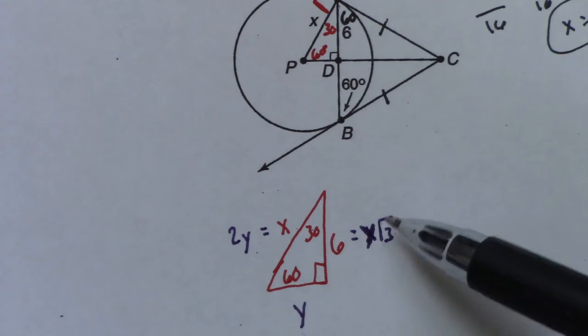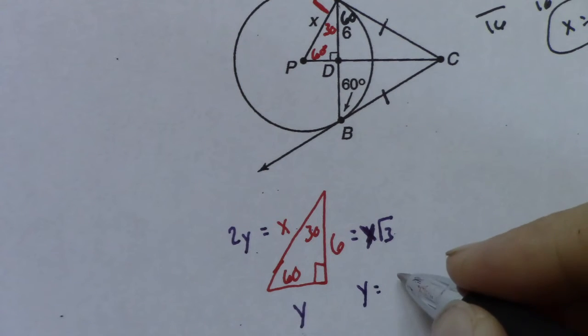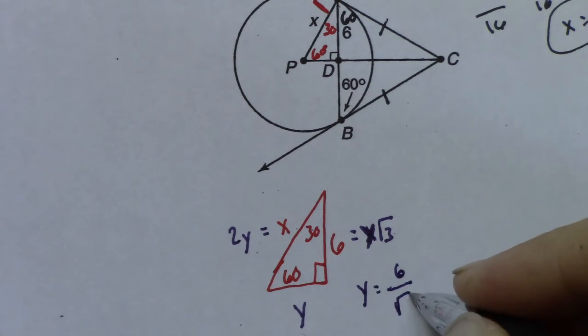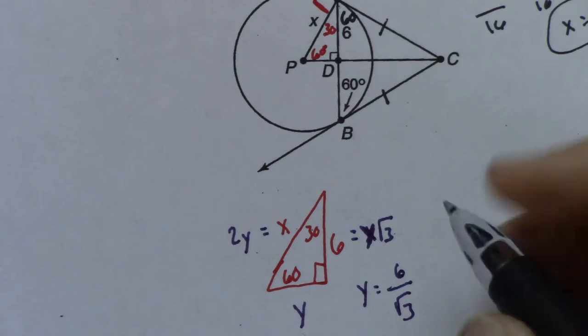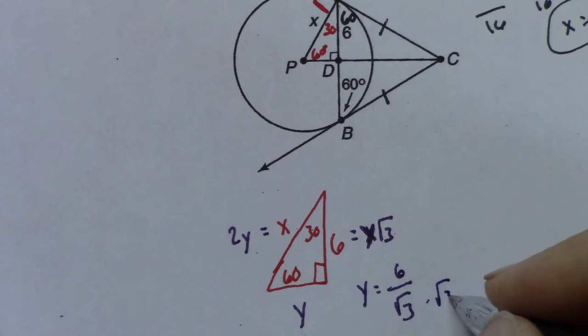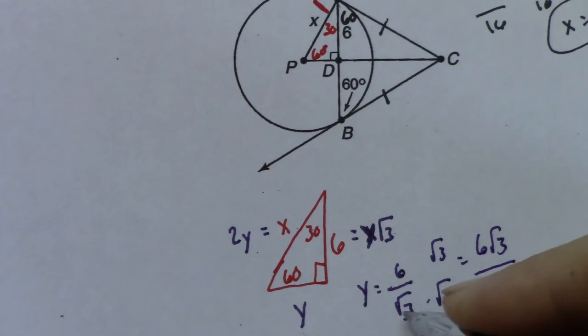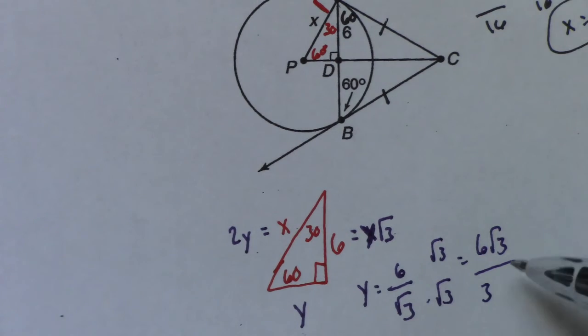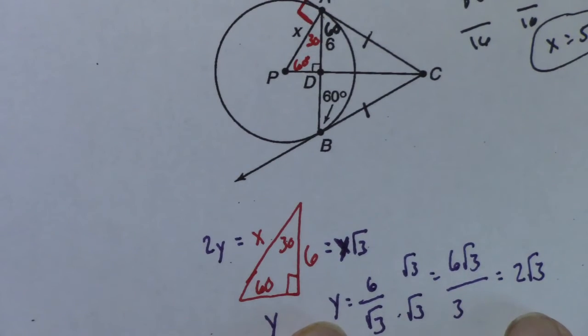is 2Y. That means if I want to get Y by itself, I divide by root 3, so I get 6 over root 3 for Y. Now I could go ahead and simplify that fraction, which I do want to do. So that means multiplying the top and bottom by that square root. I now have 6 root 3 over root 3 times root 3 is just a 3. The 6 and the 3 are going to simplify, and I now have 2 root 3. So I now know that Y is 2 root 3.